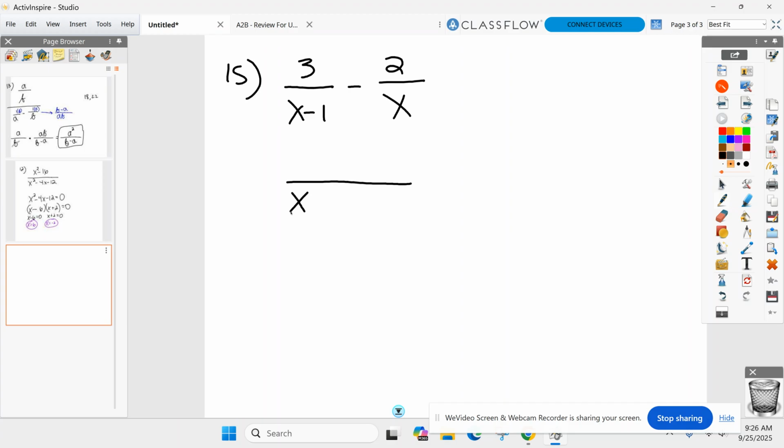Put all your denominators in now. X and x minus 1. And now tell me what I have to multiply each of the originals by. What's the first fraction have to get multiplied by? X. X. There you go, Henry. Boss move right there. Yep. 3x. What's the next one have to get multiplied by? X minus 1. X minus 1.